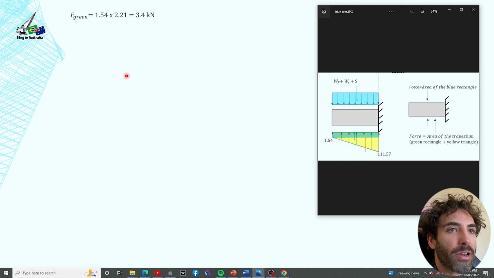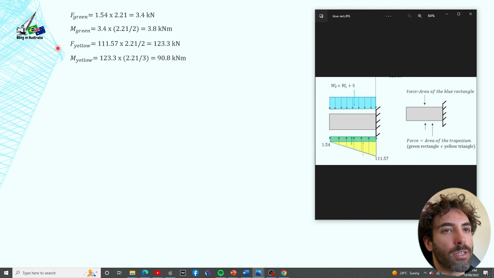The force of the green rectangle is 1.54 times 2.21, which is this distance here, that's 3.4. So the applied moment is force times distance, so 3.4 times 2.21 divided by 2, because the centroid of this rectangle is just the length divided by 2. That gives us 3.8 kilonewton meters.